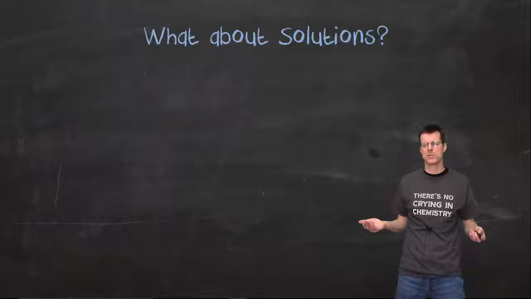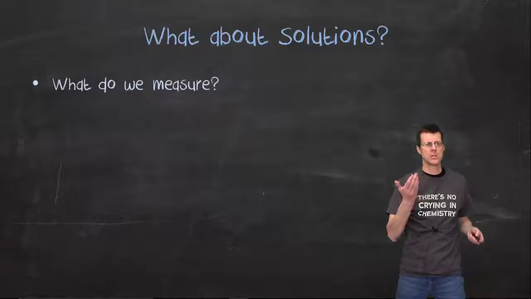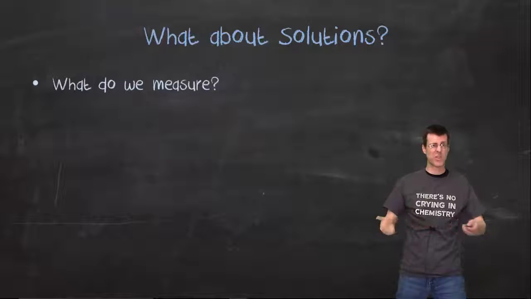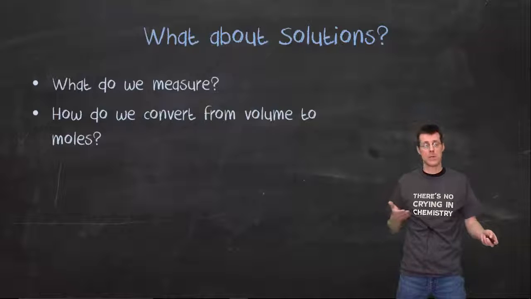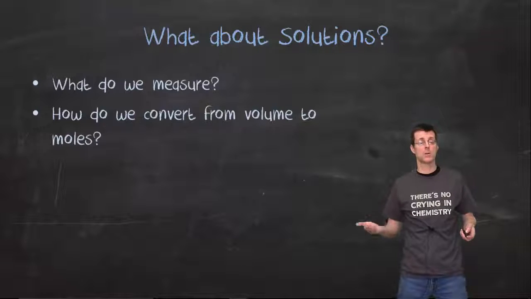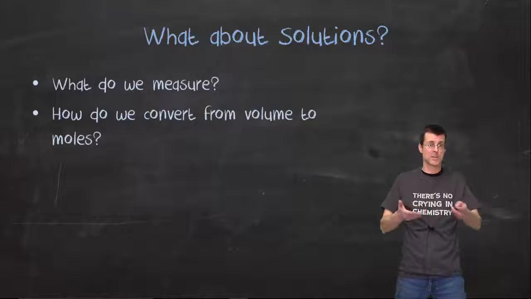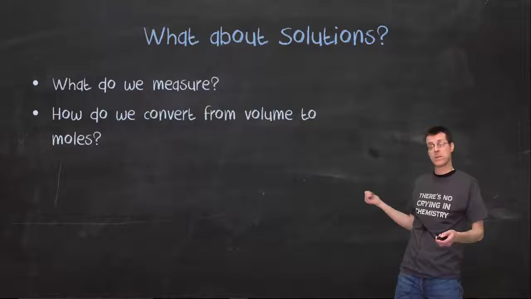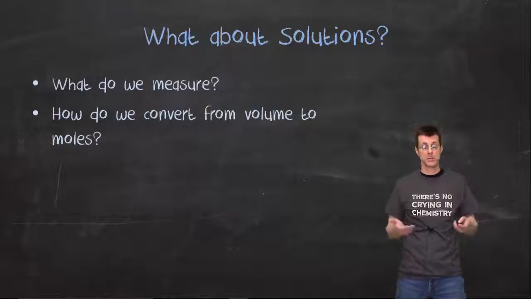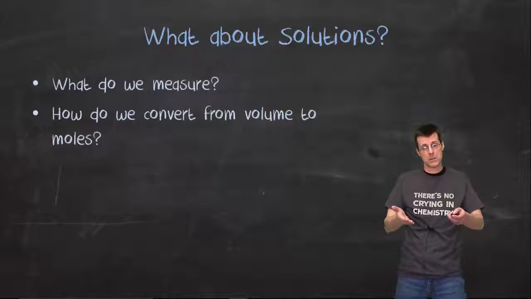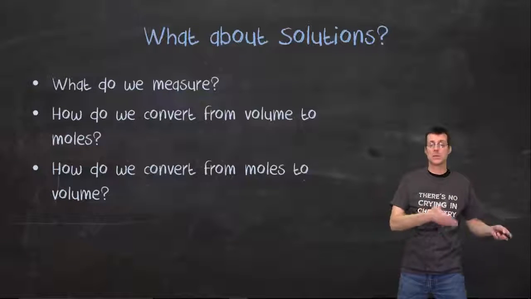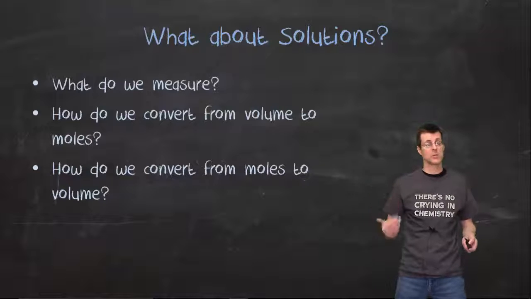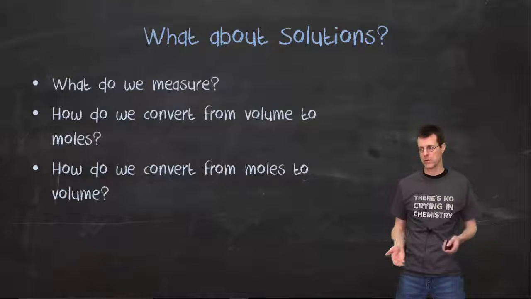Well, what's different with solutions? Well, with solutions, we don't measure mass, because we'd have all that solvent in there as well. How do we convert from that measurable thing, from volume, into moles? Well, instead of mass divided by molar mass, number of moles of solute is concentration times volume. And then how do we get back to something that we can measure, like a volume? Well, that is number of moles divided by concentration, molar concentration, of course.